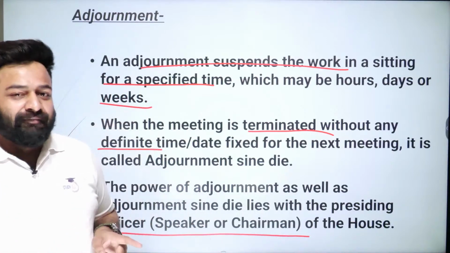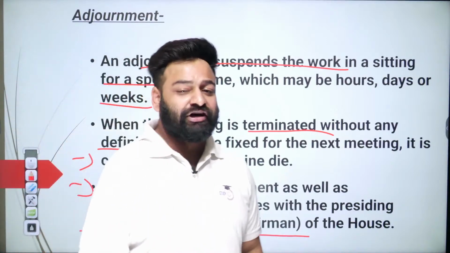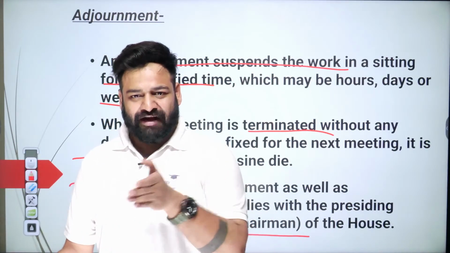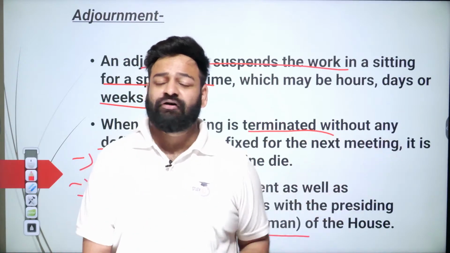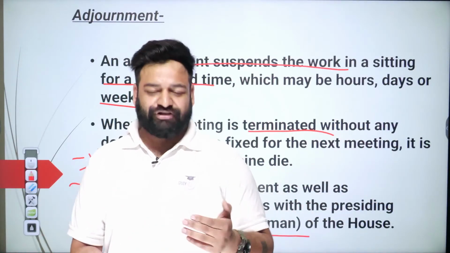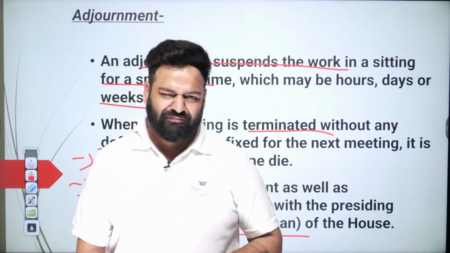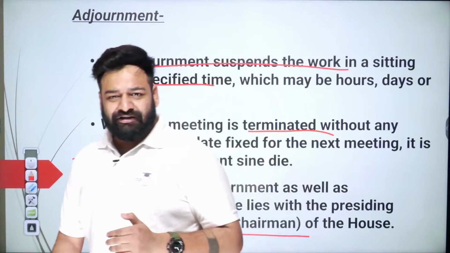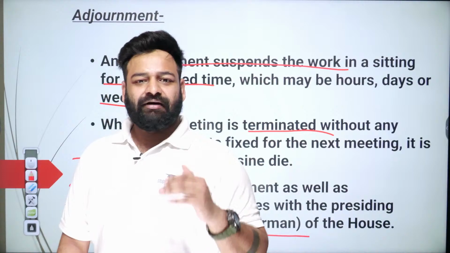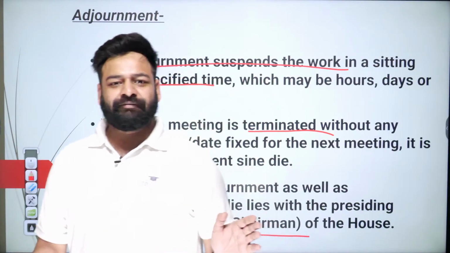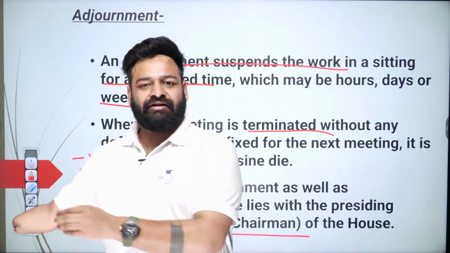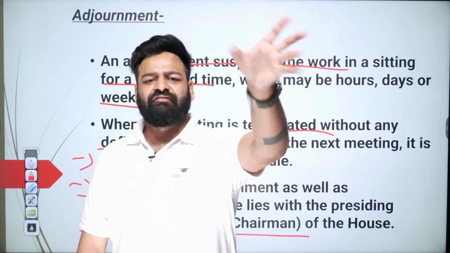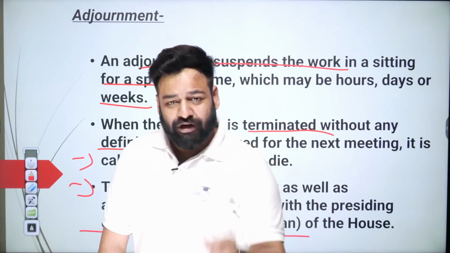So adjournment authority, who can adjourn the house? Adjournment of the house lies in the hands of the presiding officer of the parliament. In case of Lok Sabha, who is the presiding officer? Speaker. In case of Rajya Sabha? Chairperson. This adjournment is saying that today's particular agenda has been completed and we can now go ahead, take rest, and meet tomorrow, day after tomorrow, 2 days later, a week later or a month later. This is what adjournment is.